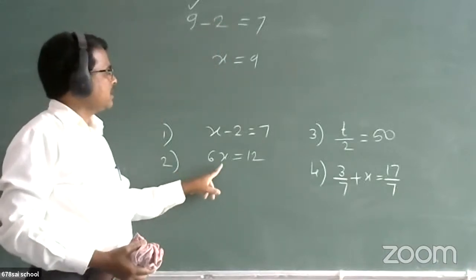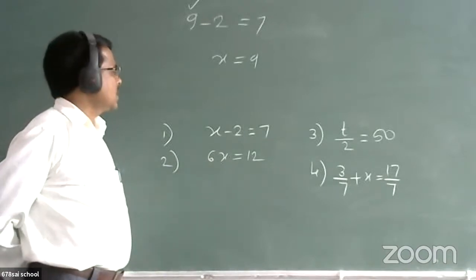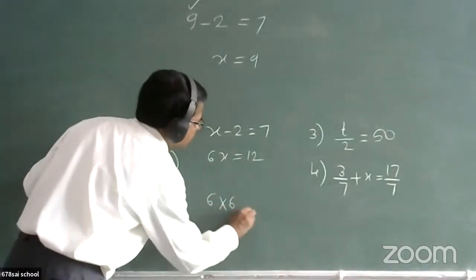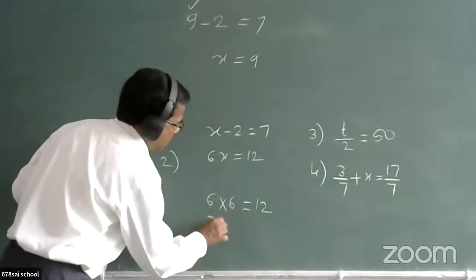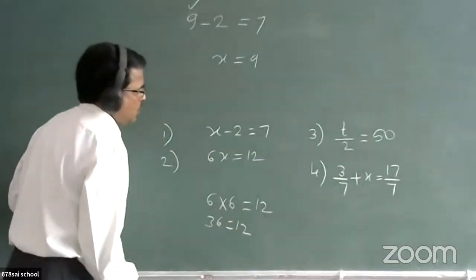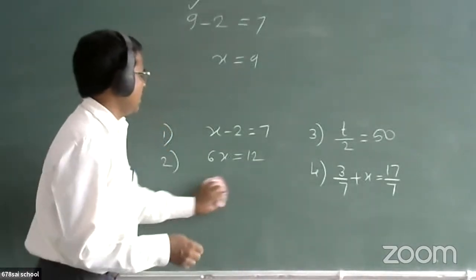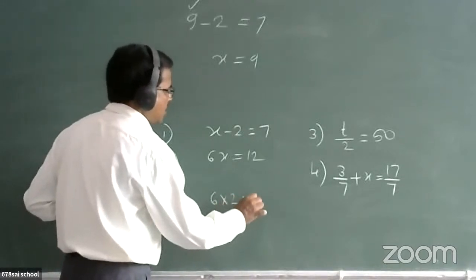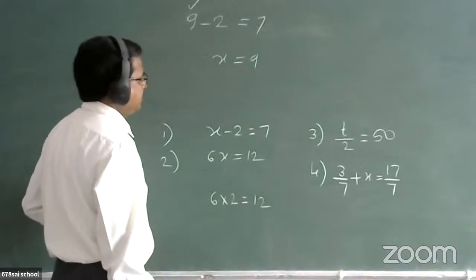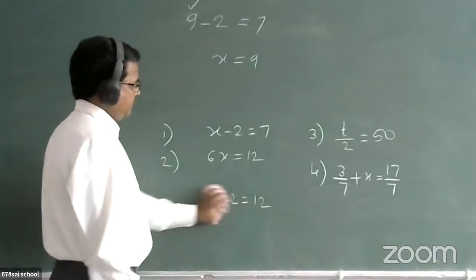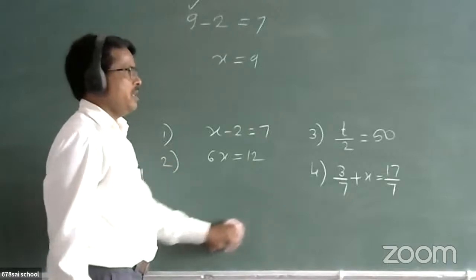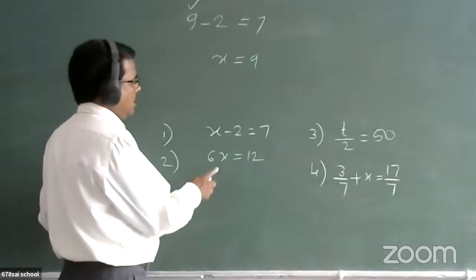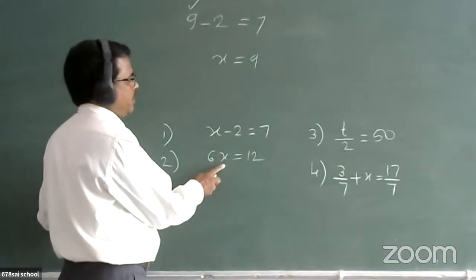What is the value of x here? 6. If I write 6 here, 6 twos are how much? 12. 2 sixes are 12, 6 twos are 12. This is correct. Who told the answer? Amit. Okay, this is correct. 2 is the solution of this equation.